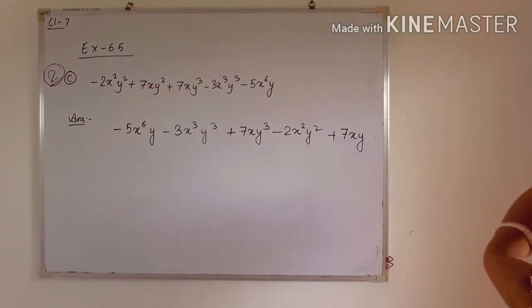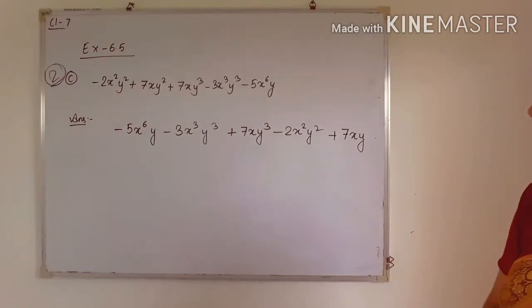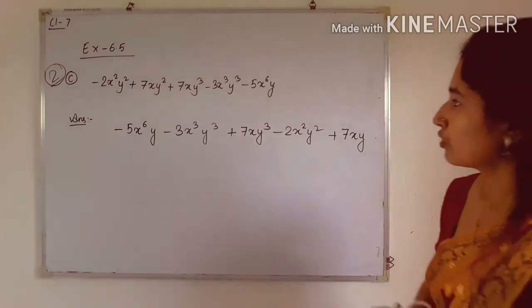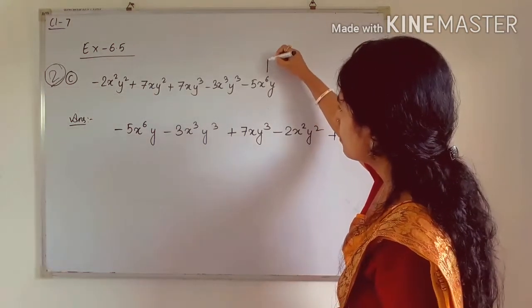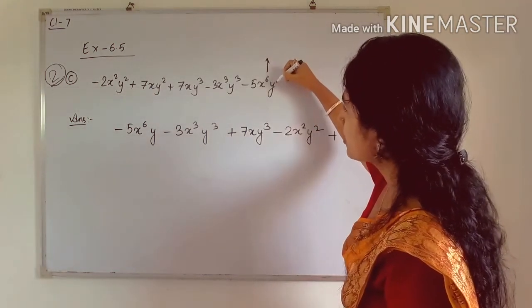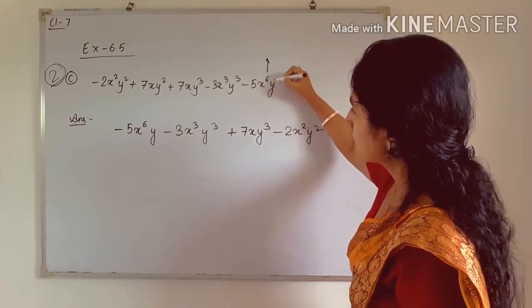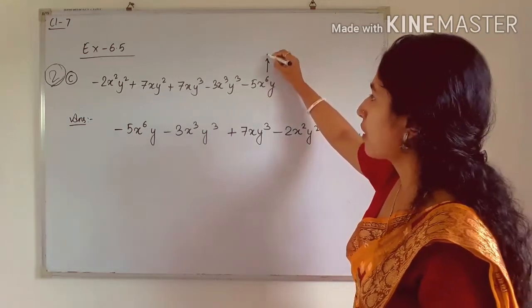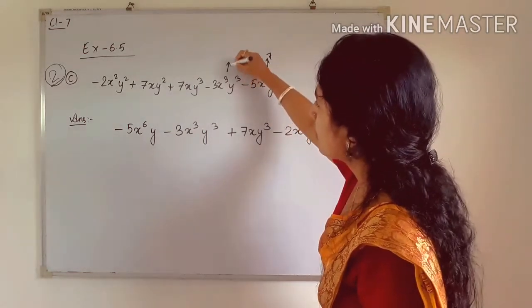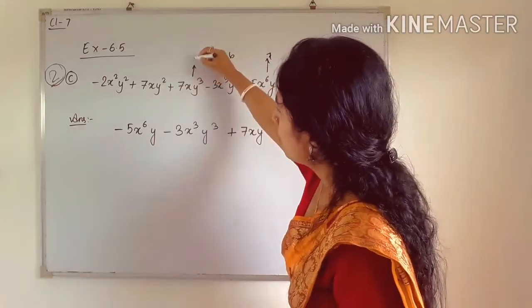So here we have to arrange the terms of the following polynomial in descending order of their powers. Okay, so descending means biggest to what? Smallest. So you can see here in this term the power is 6 plus 1, as the power of x is 6 and the power of y is 1, so the power is what? 7. Here the power is what? 6. Here the power is 4.